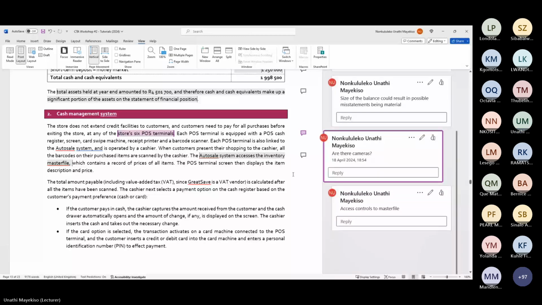Okay. Sorry, may I ask? Why do we need to put cameras? Isn't it a control? Mitigating the risk.